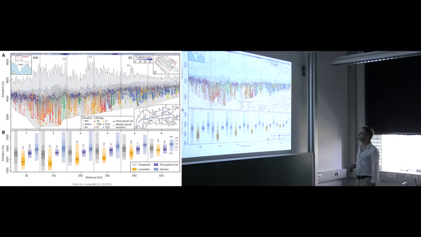Don't worry, this will be the last killer figure. This is another figure done by Jan Blöthe. This is a cross-section through the northwestern Himalayas. Okay, so in gray you see the topography. These are all the peaks. And these are all the mountain river valley bottoms.